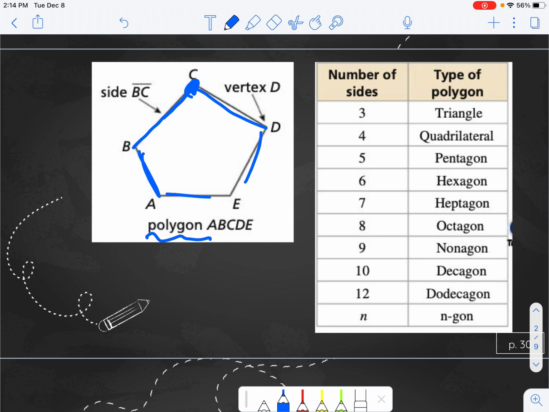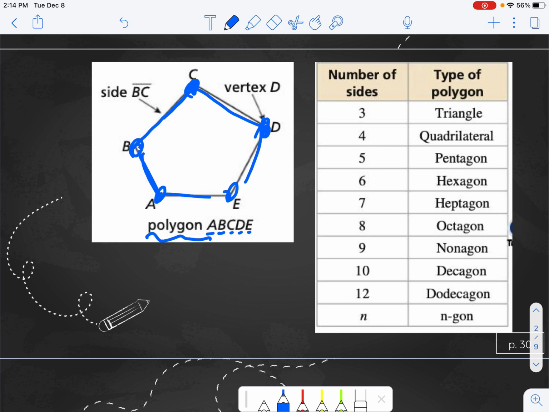Remember, where BC and DC intersect, that point is a vertex, so that no 2 sides with a common vertex are collinear. You can name a polygon by listing the vertices in consecutive order, so we can name this polygon by listing the vertices A, B, C, D, E in consecutive order. One thing to note: a polygon has to be closed. So something like this right here is not a polygon because this side is not closed. That's one thing to pay attention to.